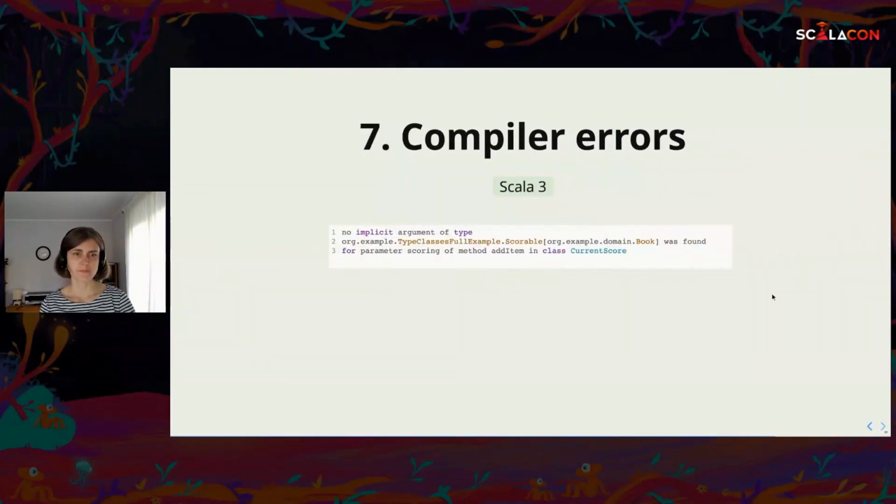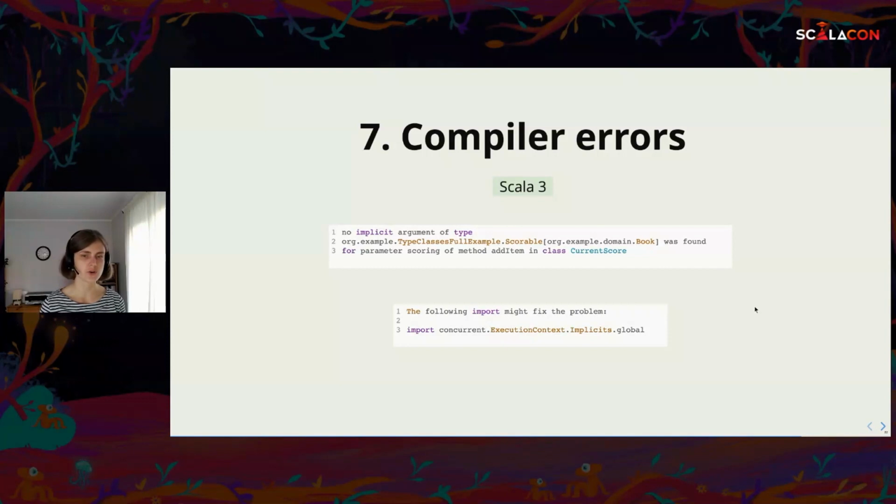So for Scala 3, this has improved. You not only know what is missing, but you exactly know where. Here in this case, it's the scoring parameter of the addItem method of the current Score class. So it's much easier to find it. And if that's not enough, sometimes the compiler will try to be extra helpful, and it will add a suggestion of an import which might actually fix your problem. So for the trivial ones, like needing an execution context or things like that, it can be helpful.